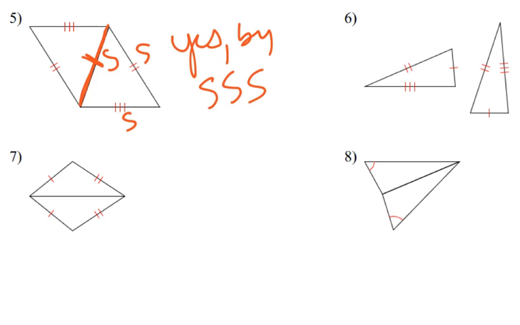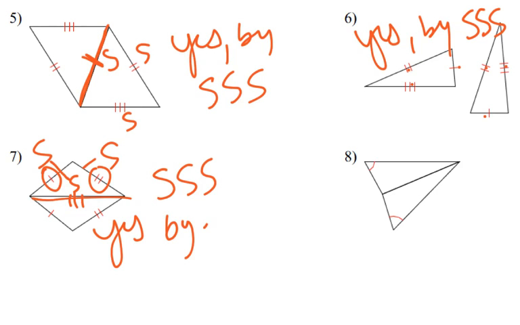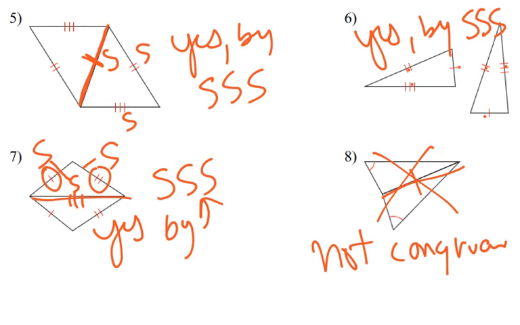Number 6, one, two, three sides. So yes, by side, side, side, we can say they're congruent. Number 7, one side, two sides, and they share a side. So that makes three, side, side, side. Yes, it's congruent. Number 8, yes, they share a side, but nothing else. So we can't say they're congruent. Could they be congruent? Yes, we just can't say it because we don't know enough information.